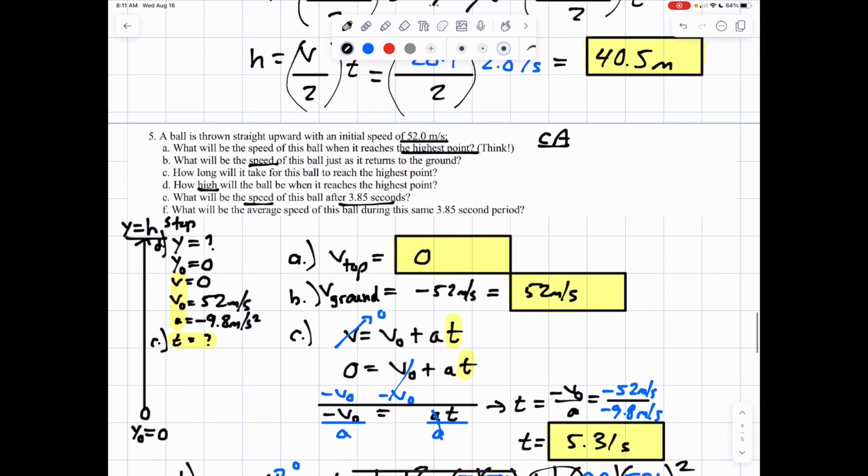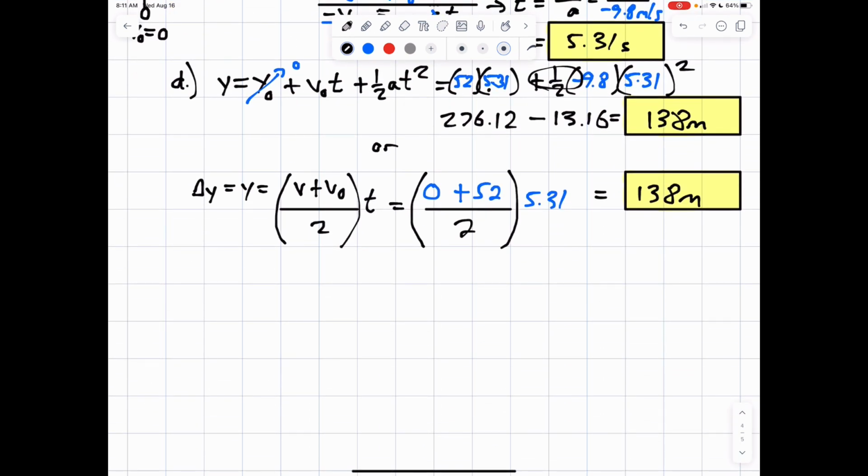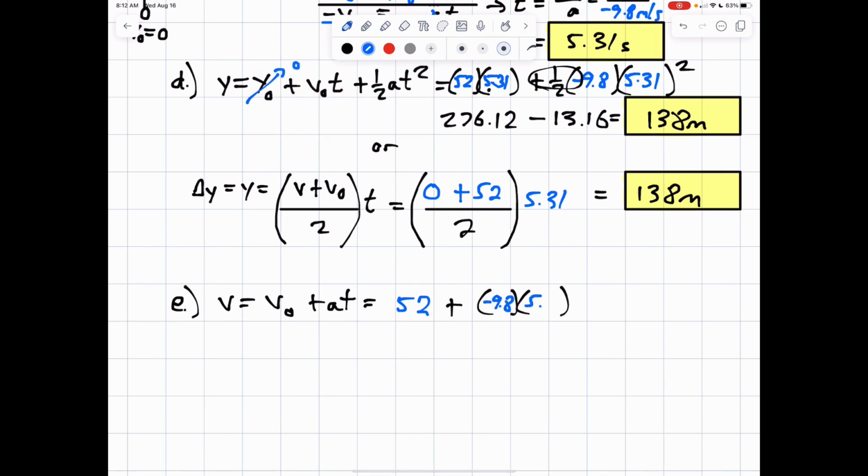All right, now for part E, we're looking for the speed as a function of time. Well, that automatically is going to be equation number 8 again, but this time we're not going to cross that out as 0 because now you're looking for the speed at some point on the way up. So just plug in. We're going to go 52, that's v naught, plus a times t. Now keep in mind what a is, negative 9.8, right? And t is 5.31.